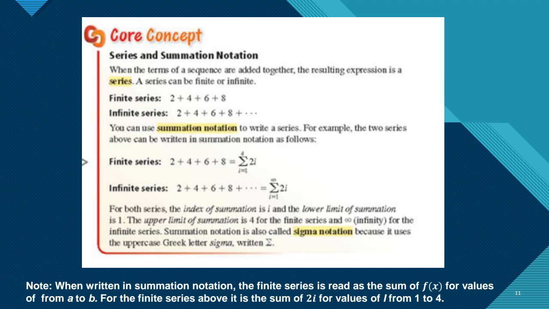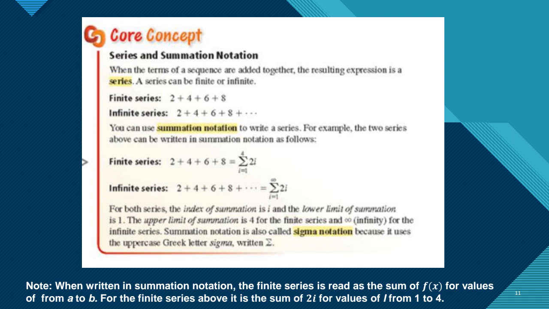All right, our next major concept deals with series and summation notation. So when the terms of a sequence are added together, the resulting expression is a series. A series can be finite or infinite. So thinking back to the even integers from before, a finite series would be 2 plus 4 plus 6 plus 8. And an infinite series would be 2 plus 4 plus 6 plus 8 plus ... meaning that it goes on forever.